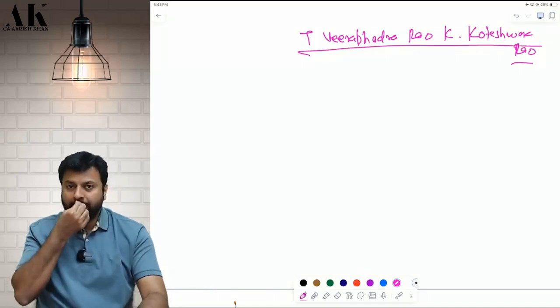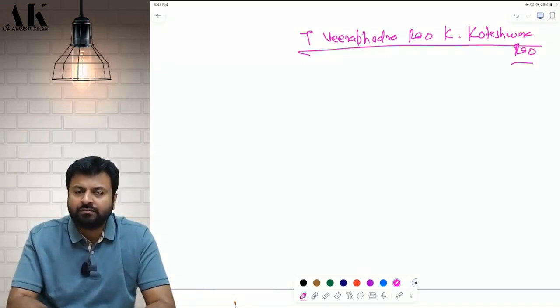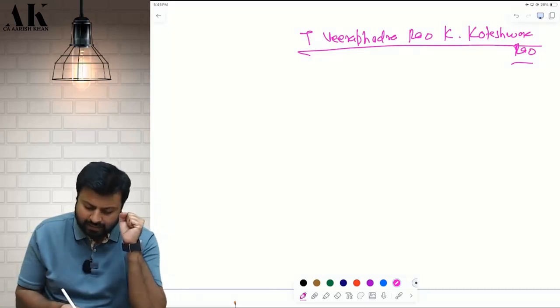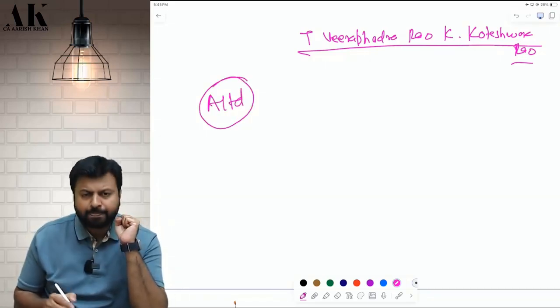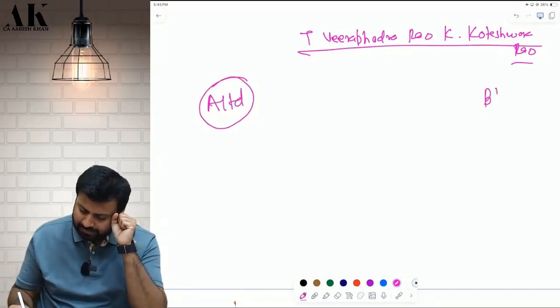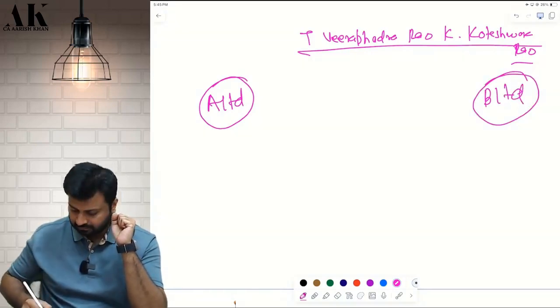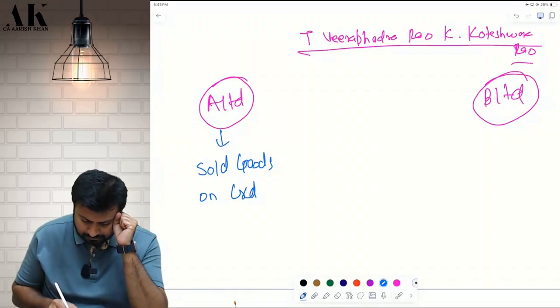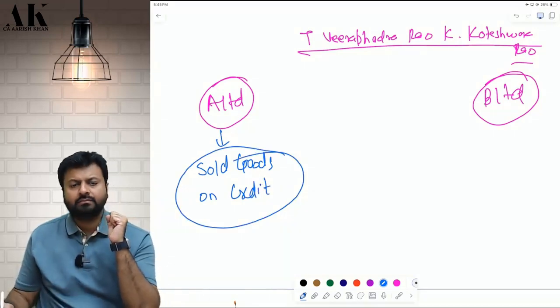Now, what does this Supreme Court judgment tell us? Pay attention, please, all of you. What has happened in this case? There was a company by the name of A Limited, and there was another company by the name of B Limited. Now, A Limited sold goods on what? On credit. Okay.